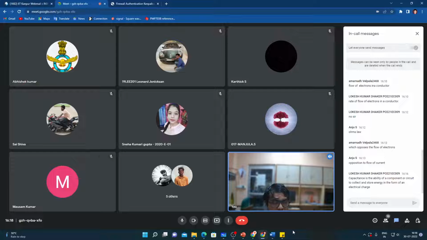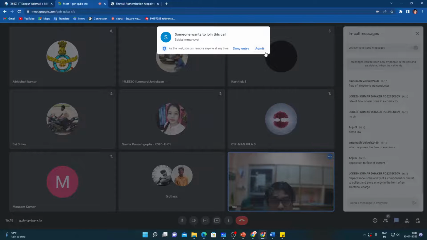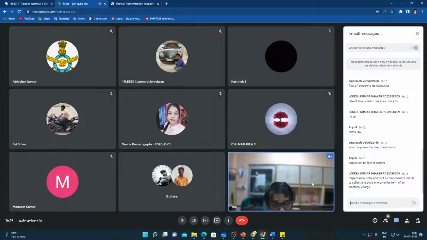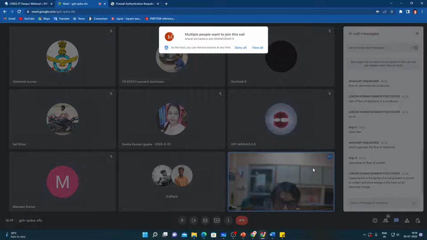You are correct that capacitance is the ability, because not only in electrical circuits do we define capacitance, we also define capacitance in hydraulics. There, in place of potential we have pressure difference, and in place of current we have flow of water. There also we have capacitance, resistance and all this. So in general, capacity is the ability of a component to collect and store energy, here in the form of electrical charge, and there in the form of pressure levels.